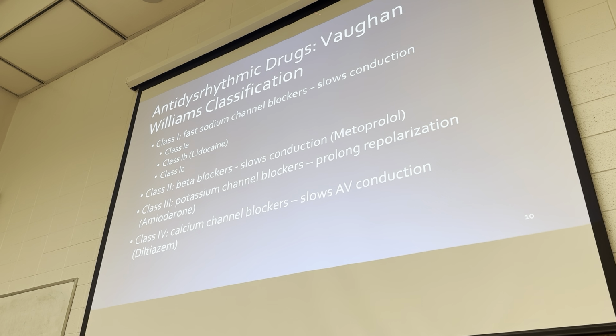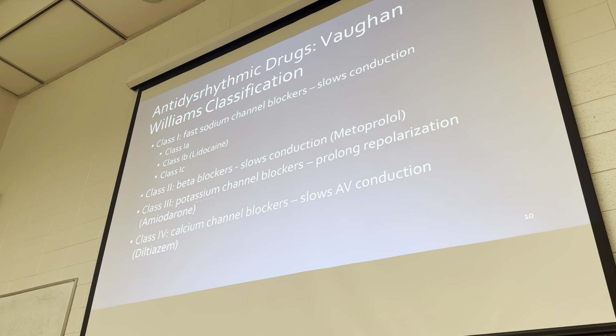So for our antidysrhythmic drugs, we use the Vaughan-Williams classification. Class 1 are those fast sodium channel blockers, right? Because the sodium enters very, very quickly into the cell in order to set off that depolarization. So this is going to slow conduction. We have 3 subclasses. I don't want you necessarily to focus too much on that as of yet, because again, they're sodium channel blockers, and that's really the part of it that you need to know. But class B, lidocaine, is the one drug that we're going to talk about a little bit more in here.